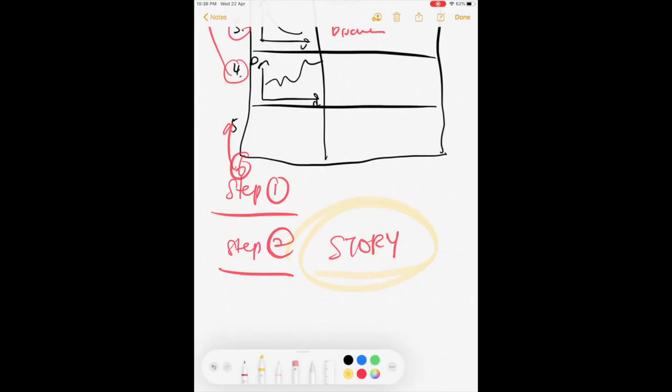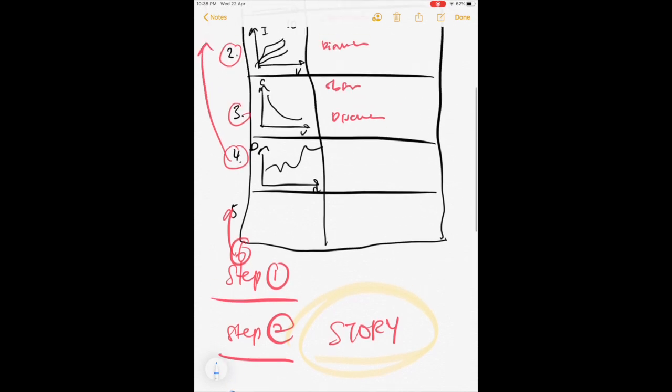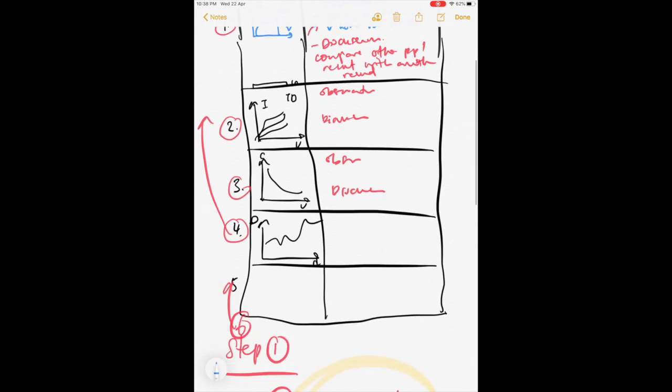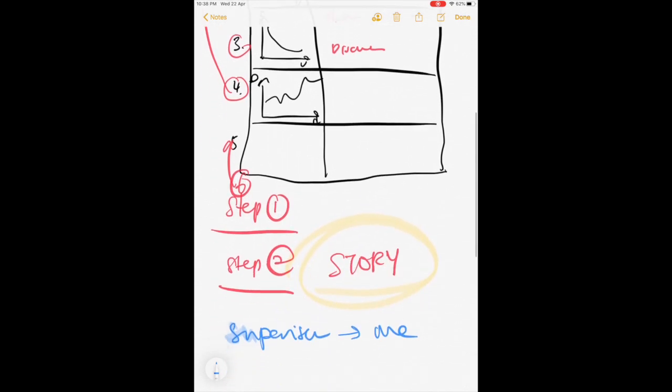Once you think you have a story, you discuss with your supervisor whether the supervisor or I agree with the story and how you line it up. When the supervisor is happy with the skeleton, then you start writing.